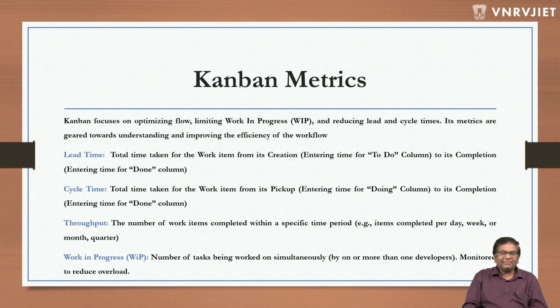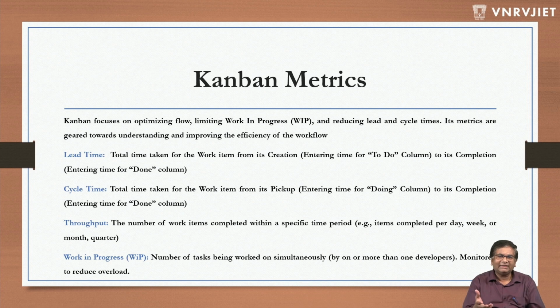Metrics. When it comes to Kanban metrics, it uses slightly different metrics compared to Scrum. Not slightly, but different metrics. Kanban focuses on optimizing flow, limiting work in progress, and reducing lead and cycle times. Its metrics are geared towards understanding and improving the efficiency of the workflow. So basically, it is about customer defects, and it could be manufacturing kind of thing, or it could be software, doesn't matter. It's more focused on lead time and cycle time.